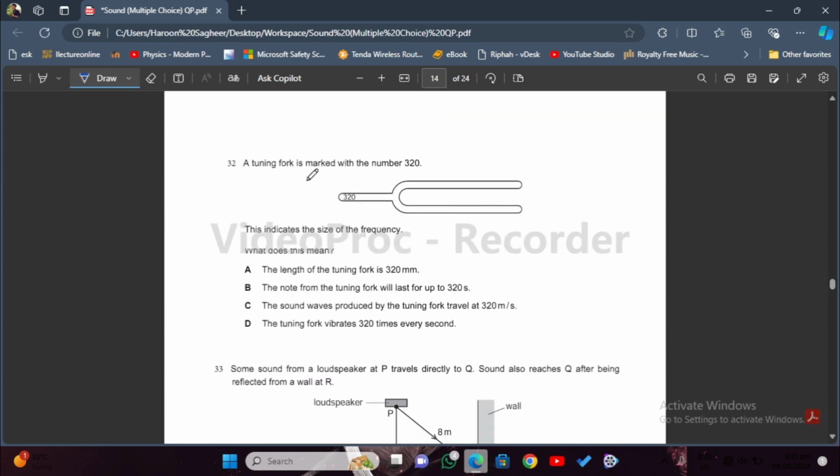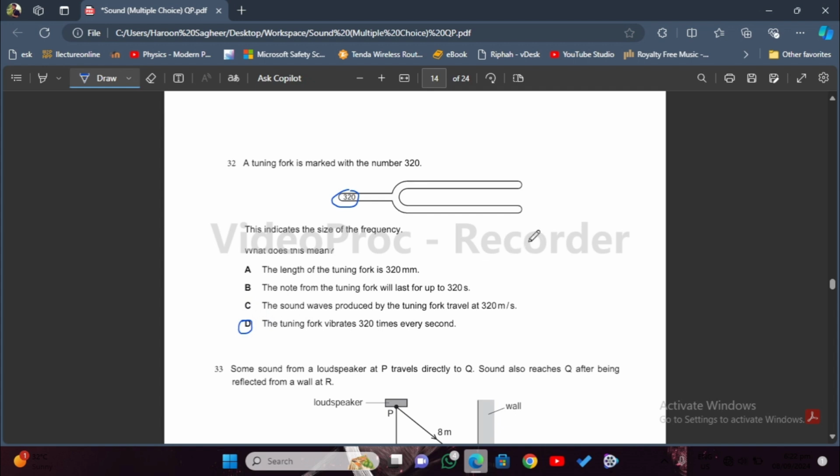Okay, now the tuning fork is marked with the number 320. Remember, tuning forks are instruments that, if you hit them with a rubber hammer, will produce a sound of a particular frequency. This number tells you the frequency of that sound. After you hit it with a rubber hammer, it will produce a sound wave with a frequency of 320 Hertz, so it vibrates 320 times every second.